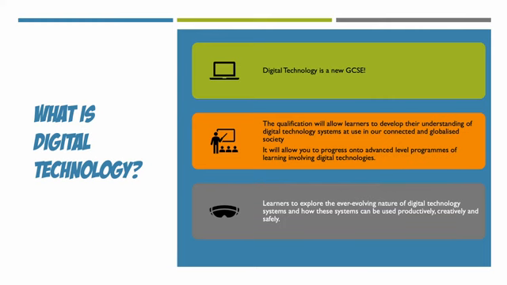The qualification allows learners to develop their understanding of digital technology systems that are in use in our connected and globalised society, as well as allowing you to progress onto advanced levels of programs such as AS or A-level, and then further on to degree as well. Learners will explore the ever-evolving nature of digital technology systems and how these systems can be used productively, creatively, and most importantly, safely. The qualification is split into 3 distinct units.